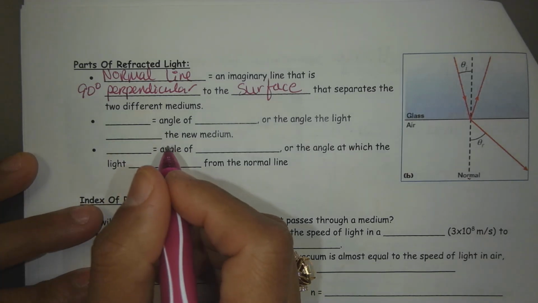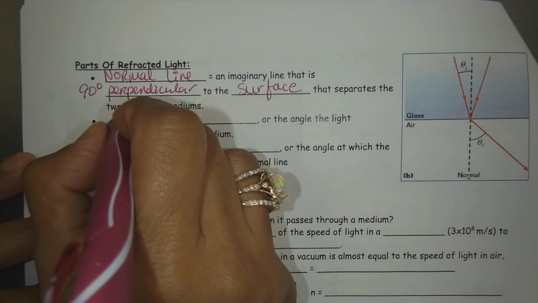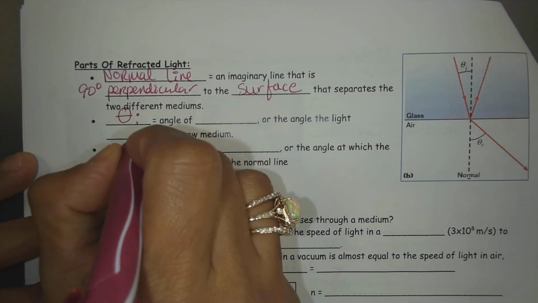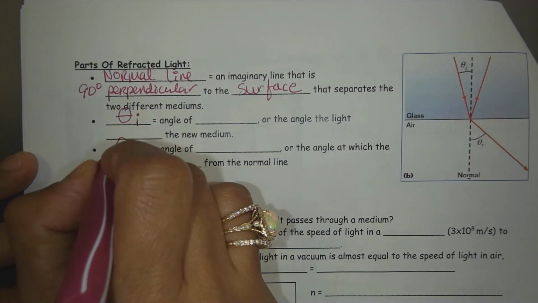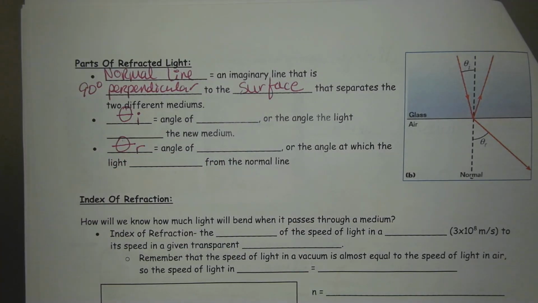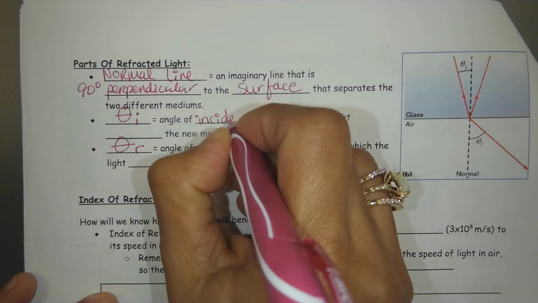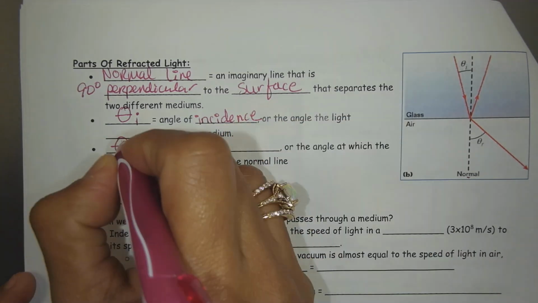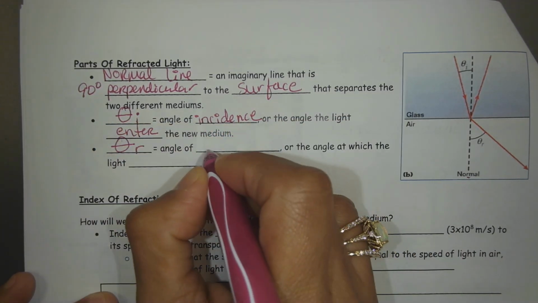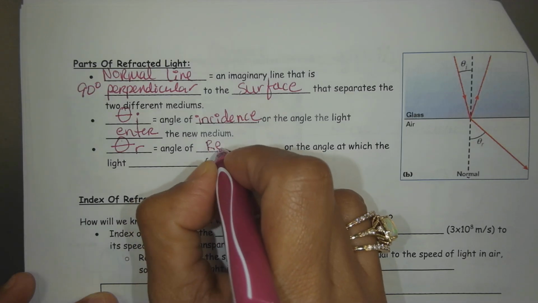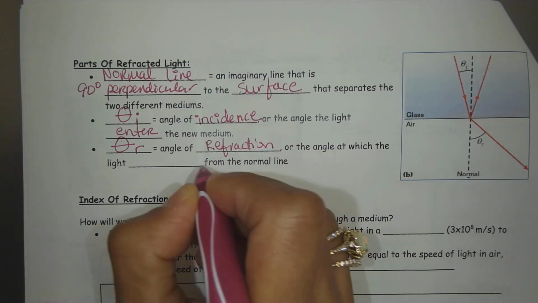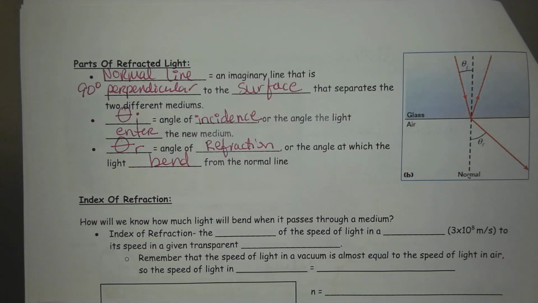It says here, though, here's our new thing. We've got a theta I, and we also have a theta R. We're going to have an NI and an NR also in just a moment. Now, my theta I is going to be my angle of incidence because it's going in, and it's going to be where it's going to enter. And my theta R is my angle of refraction, where it's going to bend out or come out of it.